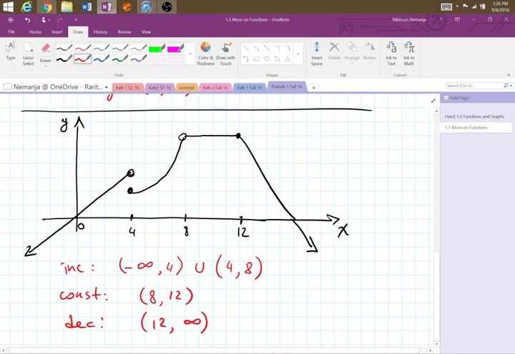Why would it be negative infinity? Negative infinity is... or decreasing? No, the positive infinity is on this side. X value positive infinity. Okay.